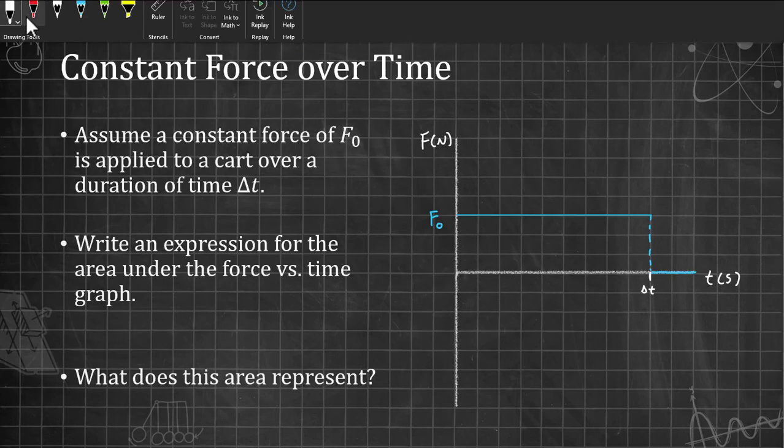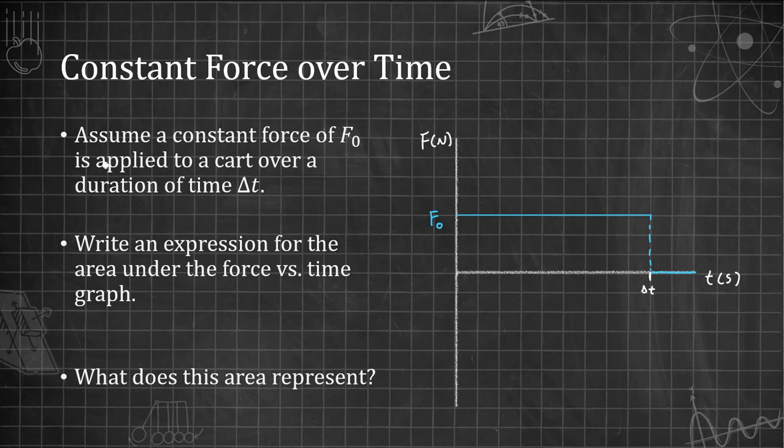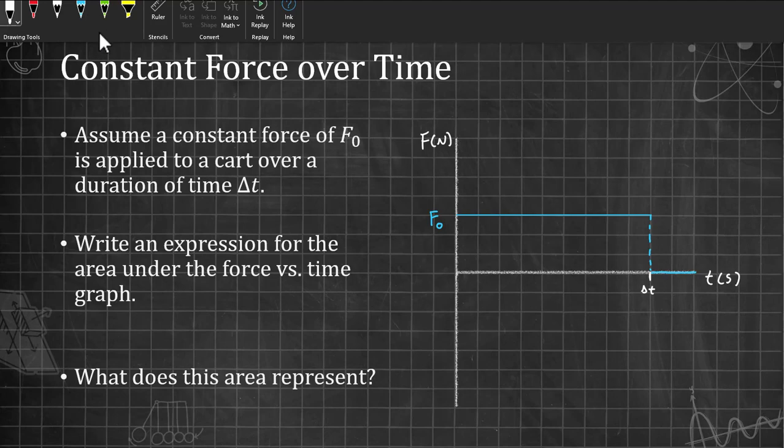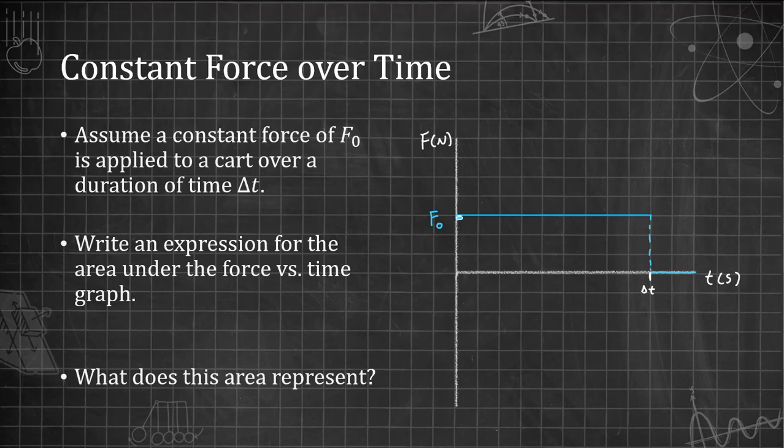So we'll start this video by taking a look at a constant force over time graph. We're going to assume that we have a constant force F naught applied to a cart over a duration of time delta t. So we would get a graph that's just a flat graph over time, and if we shaded in this region, we'd see that we have the area of a rectangle here.